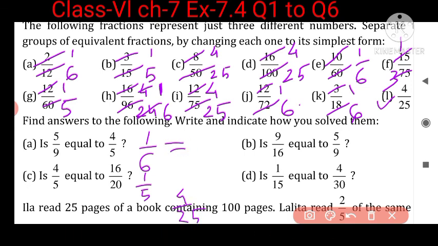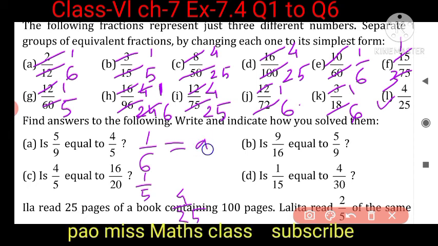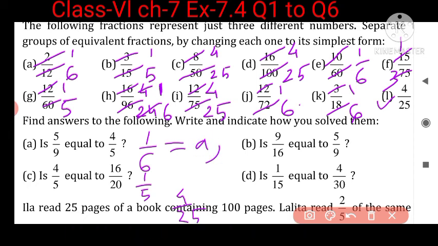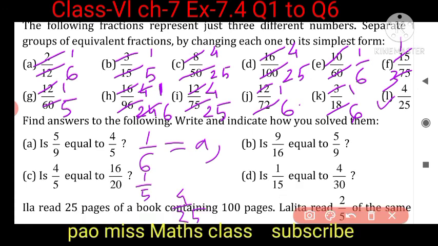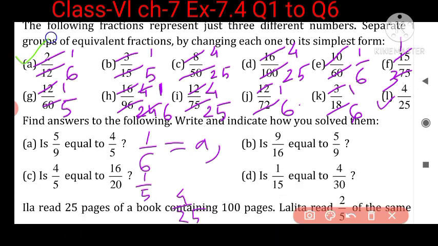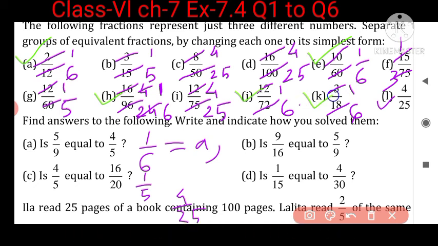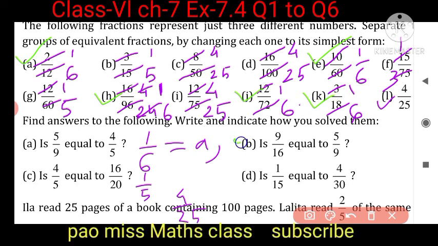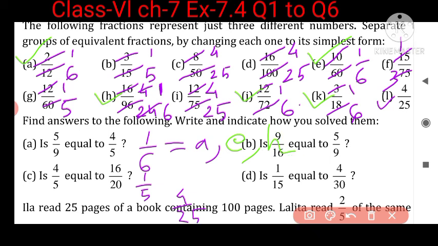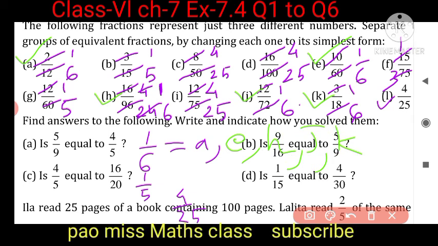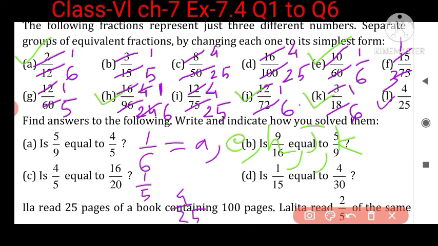So which ones are equal to 1 upon 6? A, then E, H, J and K. Now A, then E, then we got H, then we got J, then K, isn't it? So these all are equal to 1 upon 6.